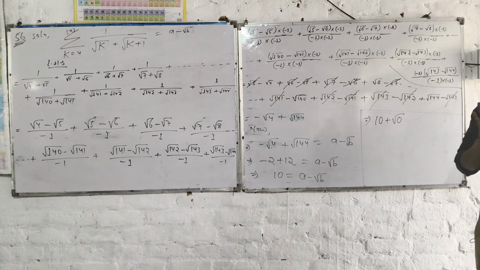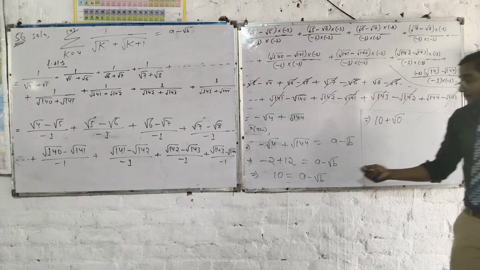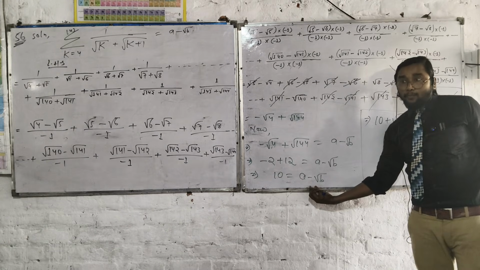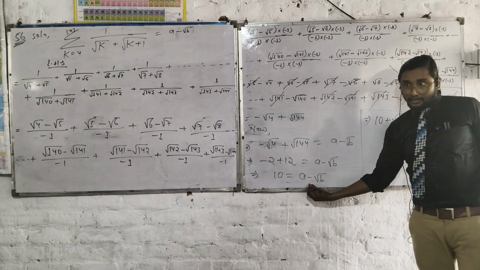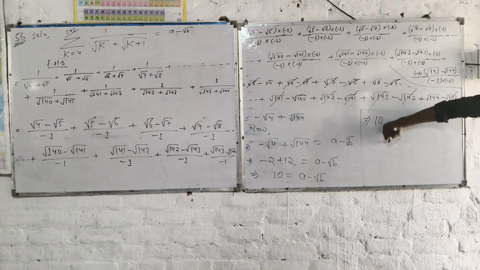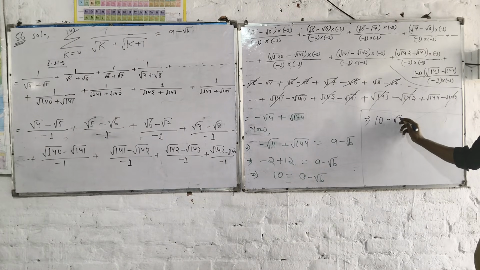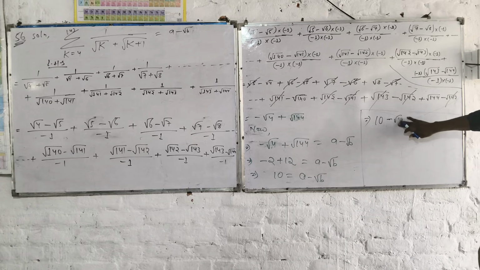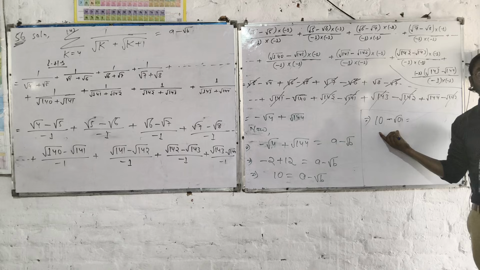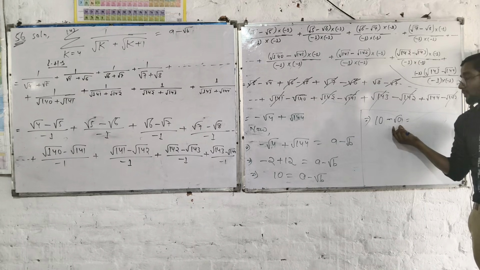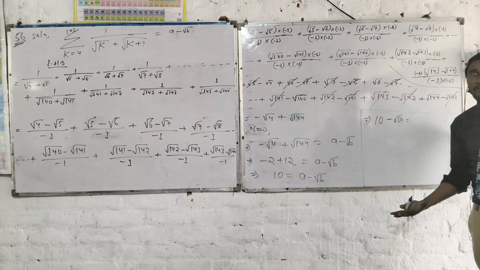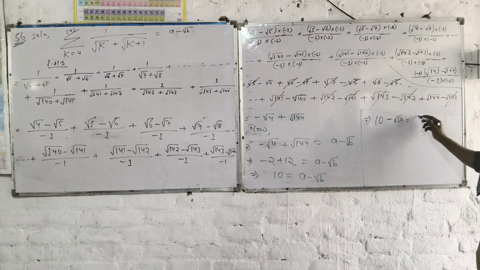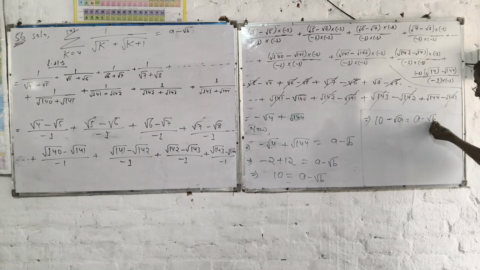Now the question arises, because here the minus is there. Square root of 0 is 0, and if you subtract square root 0 from the 10, nothing will change. The question will be as it is. So a minus root b. Now can you compare? Value of a equal to 10 and value of b equal to 0.